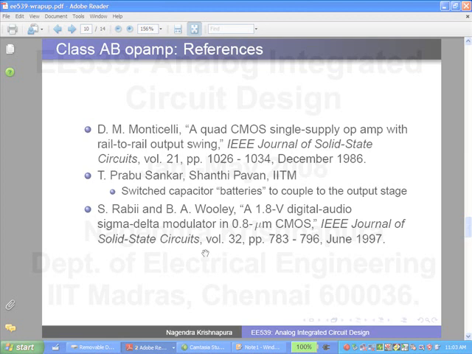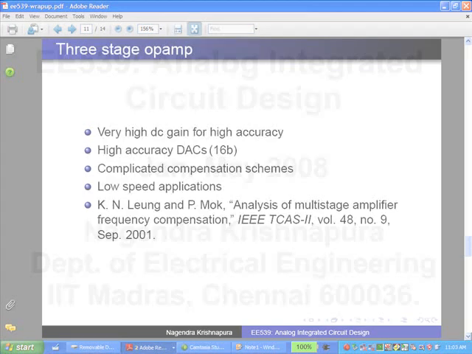Then you have three-stage op-amps. This is when you need very high DC gain for high accuracy. For instance, for high accuracy DACs, you need this. When you want to settle to one part in 65,536 for 16 bits, when you want a DC gain of 100,000 or more, you will need to use something of this sort. And it has very complicated compensation schemes, and it can generally be done only at very low speeds, certainly lower than what you can design a two-stage op-amp for.